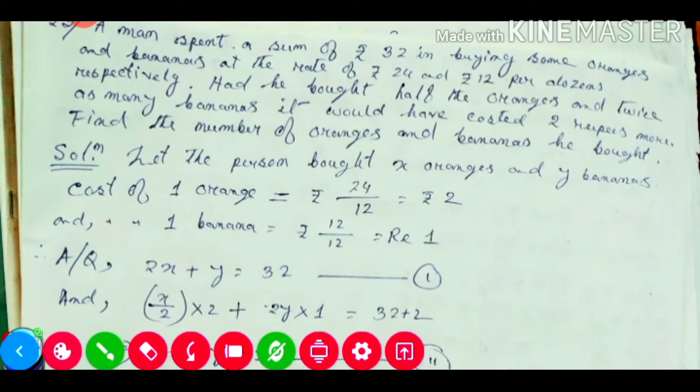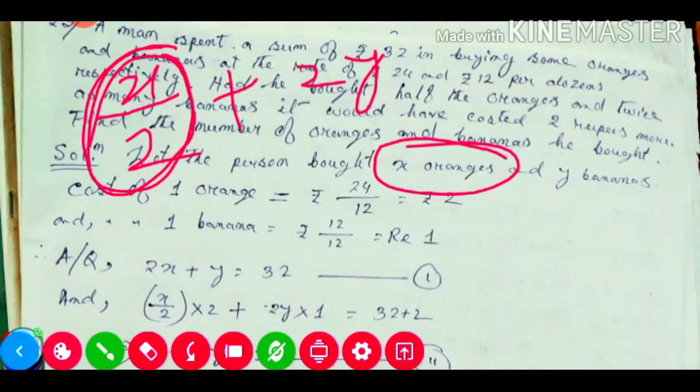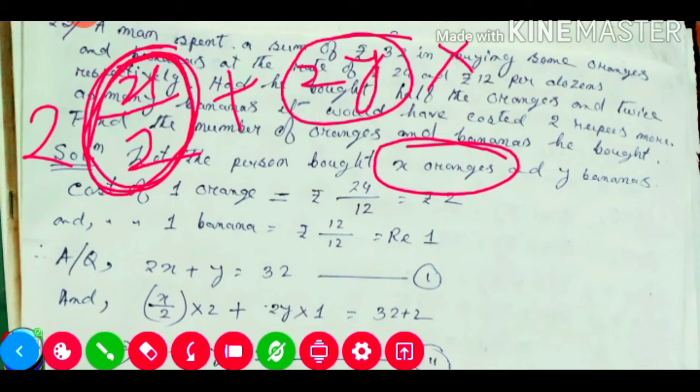And the second part: had he bought half of the oranges. So the total number of oranges he bought is x. Half of this, that means x by 2, plus double of bananas, that means 2 into y. Now we need to multiply with the price of 1 orange, because now he is buying this, that means we need to find the total price for oranges. The price of 1 orange is 2, so 2 into x by 2, and the banana price is 1, so 2y into 1. So the 2 will be cancelled, so x plus 2y into 1, that is 2y.